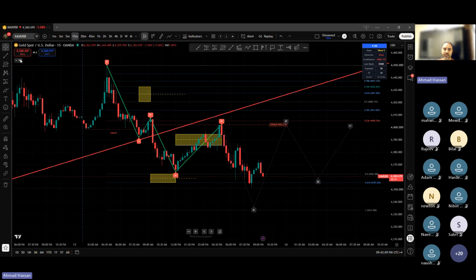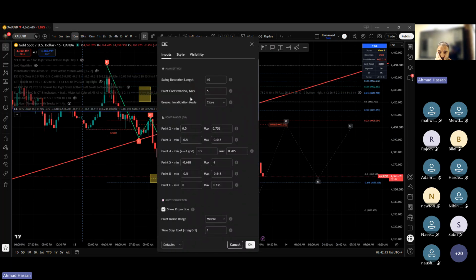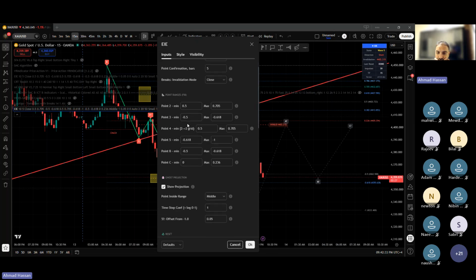So what are the settings which I'll be using? You can just click on this and you can see the swing detection length is 10. Point confirmation bars is 5. So it's default, I'm not doing anything. Point number 2 is minimum 0.5, max is 0.075. Point number 3, these are the settings which I give to the system AI, and based on those settings, it is giving you the indication.